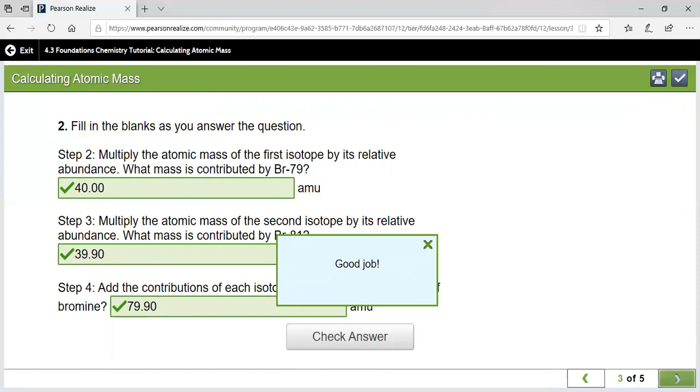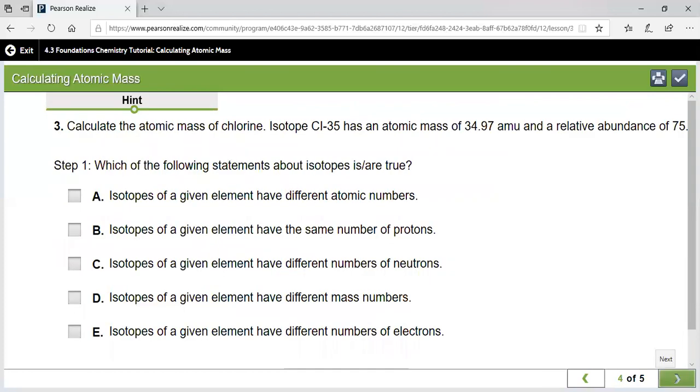So let's get to the next one: calculate the atomic mass for the isotope of chlorine-35, whose mass is 34.97, and the other one, which has the abundance of 75.3. Oh, 0.75, sorry. Which of the following statements about isotopes is true?